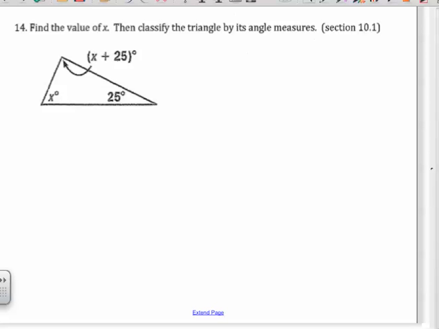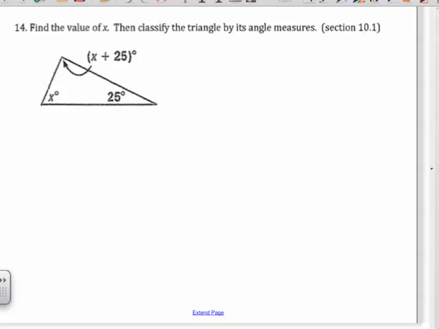Okay, guys, for number 14, it says find the value of x. Then classify the triangle by its angle measures. So we're going to do two things. We're going to find out what x equals, and then we're going to use that. We'll find out what all the angles are, and we'll classify the triangle based on its angles.